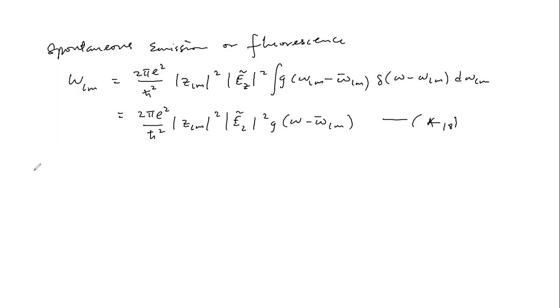And the fluorescence line shape, the spontaneous emission line shape function G_f(ω − ω_m), is of the form G(ω − ω).